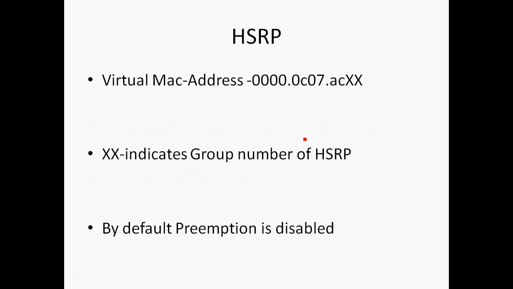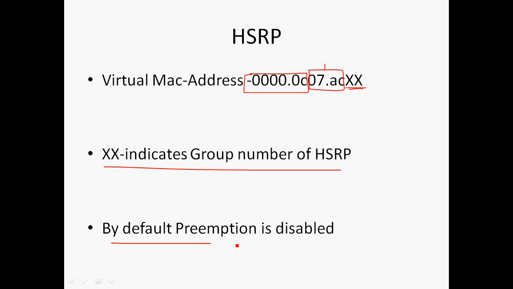Next one, the virtual MAC address. The virtual MAC address for HSRP: the first 24 bits are the Cisco vendor ID, because HSRP is a Cisco proprietary protocol. Next 07AC is the HSRP ID, and XX indicates the group number of HSRP. If you are configuring HSRP, we have to give a group number, so that group number value is assigned in the virtual MAC address, and it's in hexadecimal.